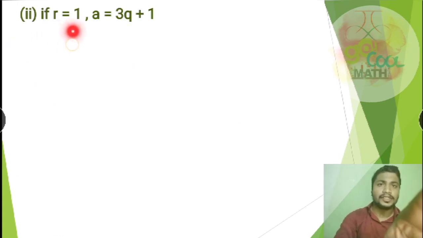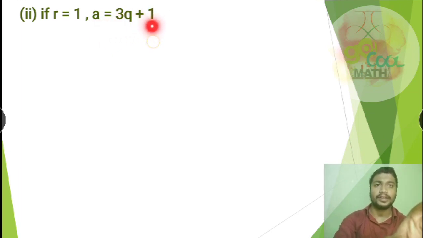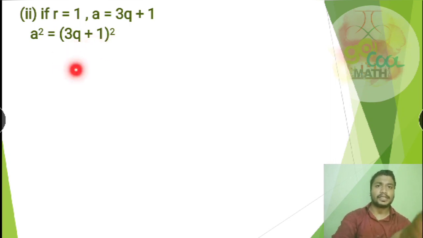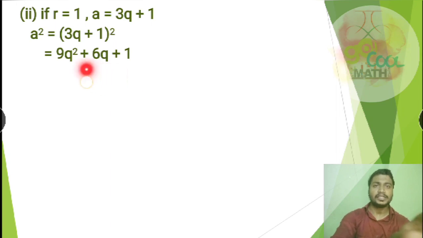If r is considered as 1, then the lemma becomes a is equal to 3q plus 1. In the question we need the square of any positive integer, therefore squaring on both sides, a square is equal to 3q plus 1 the whole square. It is in the form of a plus b whole square, that is a square plus 2ab plus b square. That is 3q the whole square is 9q square, 2ab is 2 into 3q into 1 is 6q, plus 1 square is 1.